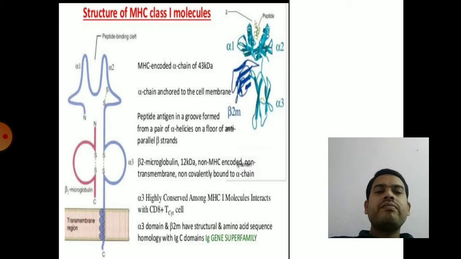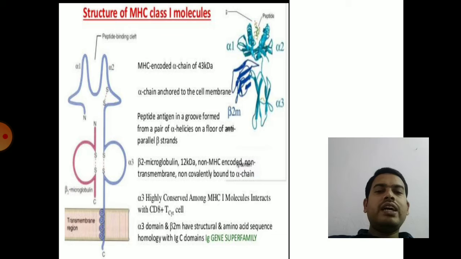So beta 2 microglobulin is present only in class 1 MHC molecule. If you see the structure of class 2, you don't find this beta 2 microglobulin. So the structure contains alpha 1, alpha 2, alpha 3 transmembrane alpha chain with intrachain disulfide bonds and a non-transmembrane component, beta 2 microglobulin.